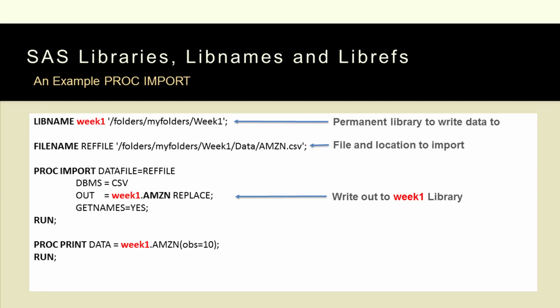Here's an example of reading a CSV file and writing it to a permanent library location. Here I first define my libname, in this case week1. I then use proc import to read in my CSV file, and then you'll notice that out equals week1.amzn for Amazon. That tells the procedure to write the output to that permanent library. And then finally, when you're reading from that library, proc print here will use week1.amzn to actually print out the first 10 observations of that. Let's go see this in action.